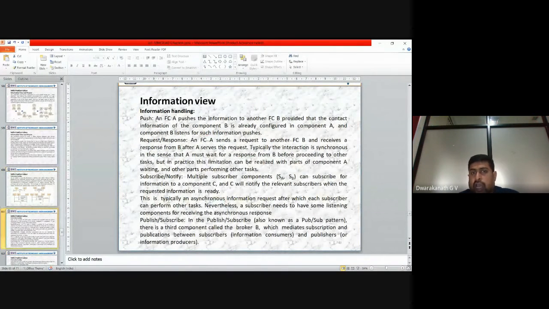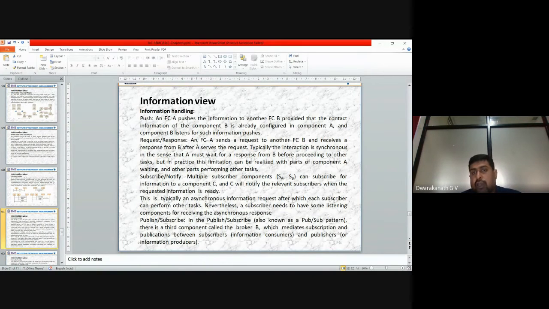Functional component A pushes the information to another functional component B, provided that the contact information of component B is configured in component A, and component B listens to such information pushes. Right? This is important. Your B must know about A. That is what I mean to tell you: the contact information of component B is already configured in A. Why? Because A wants to push, meaning A must know B, and B must be ready to listen to A. That means B must know A.